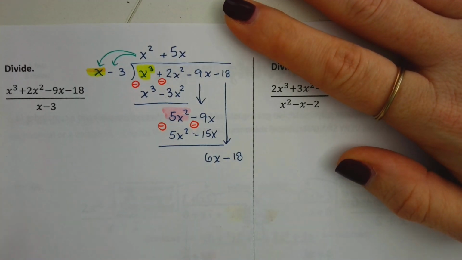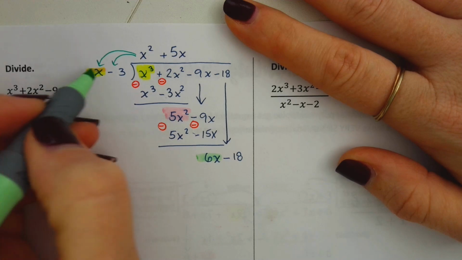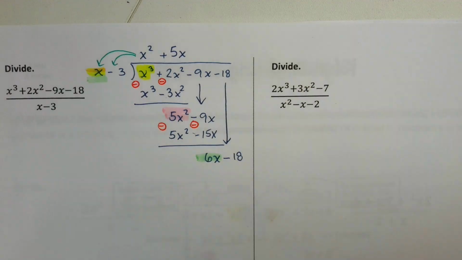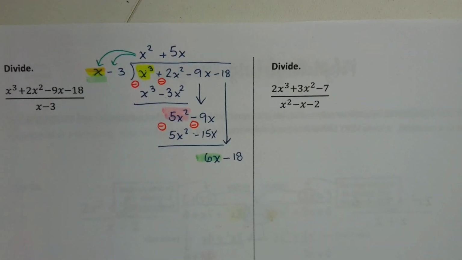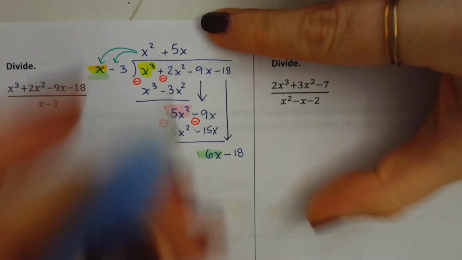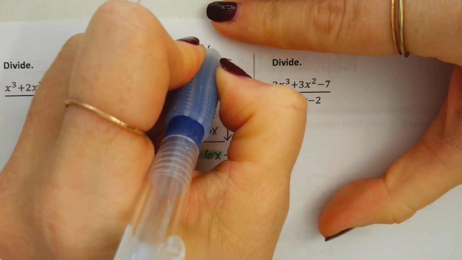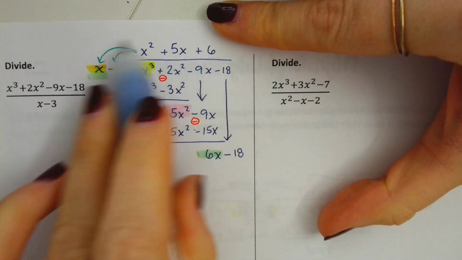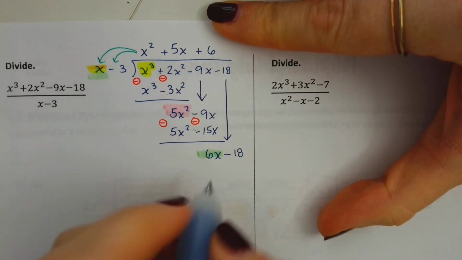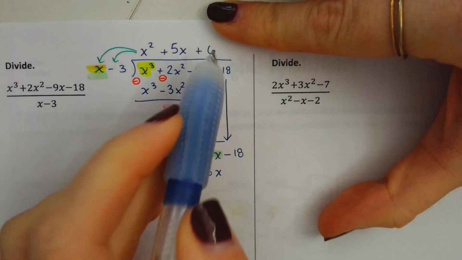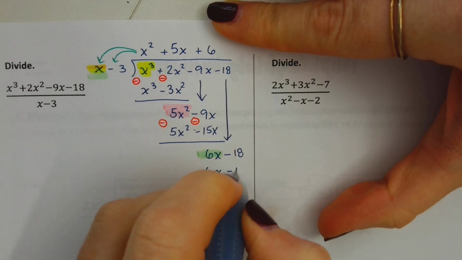Okay, so we're looking at the first term on the bottom and our x again. What would we multiply x by to get 6x? Just a 6, yeah. Plus 6. We'll take just the 6 and multiply it. 6 times x is 6x. 6 times negative 3 is negative 18.